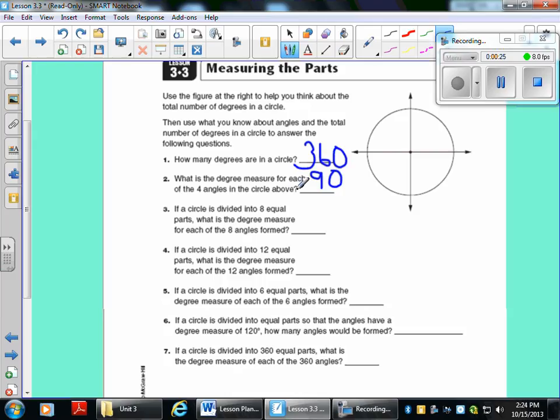If the circle is divided into 8 equal parts, what is the degree measure for each of the 8 angles formed? You're going to take 360 and divide it by 8. You're going to get 45. That's what one of those would be. Better put some degree signs on here.